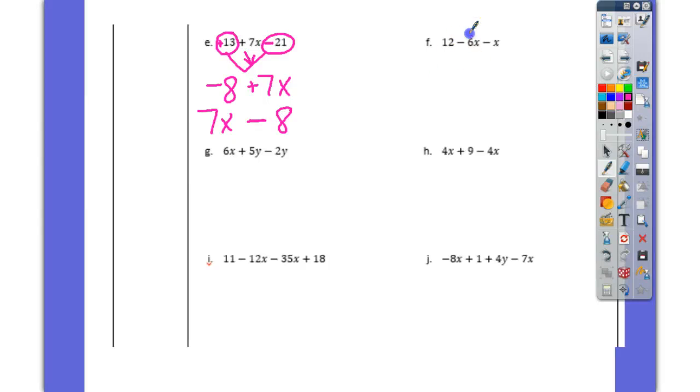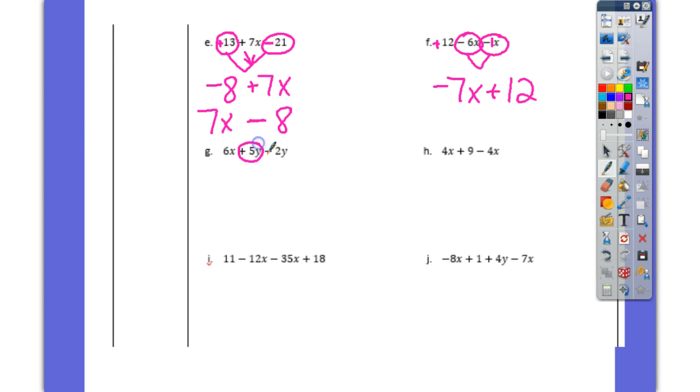How about here? What do I get when I get negative 6x and a negative 1x? A negative 7 what? X, and then what? Plus or minus 12? Because that's a positive 12 even though it's not written there. We know it's a positive, so it's plus 12.